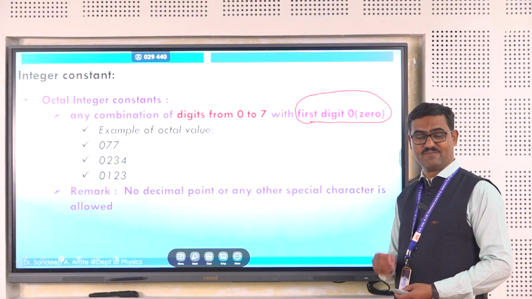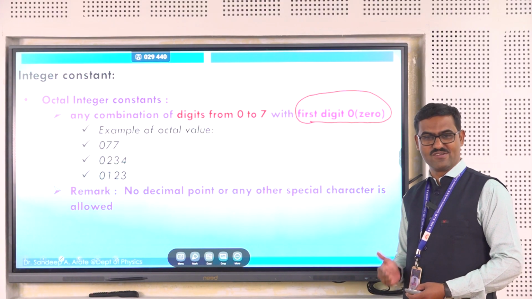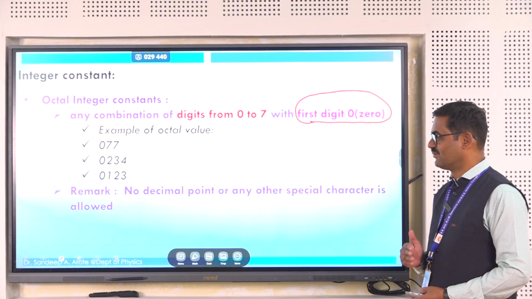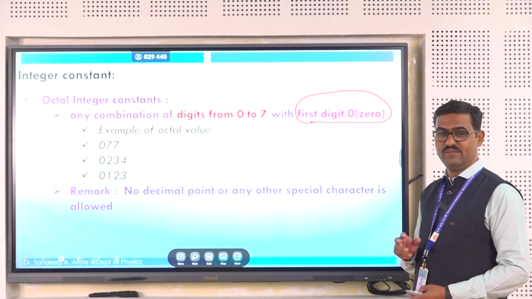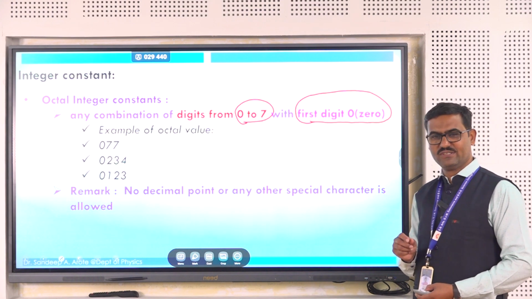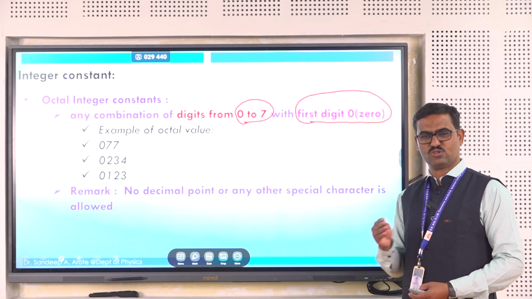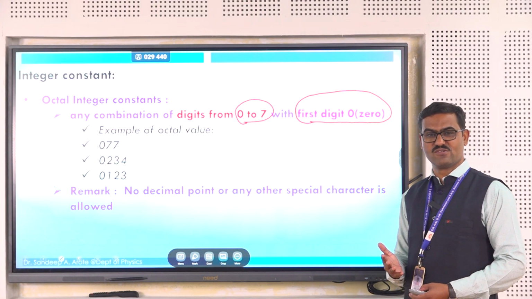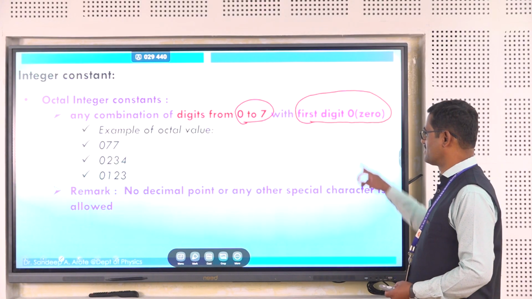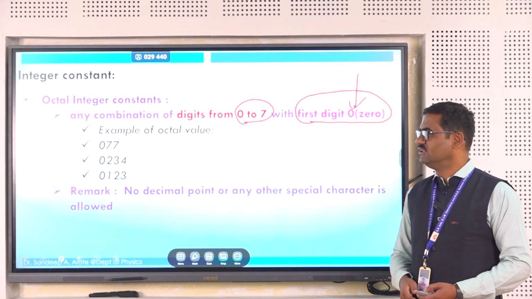Here remember one thing: all octal integer constants are decimal integer constants, but not all decimal integer constants are octal integer constants, because in an octal integer constant you have a limitation of digits from 0 to 7. You can use any digit from 0 to 7 in multiple ways, such as 000, and that can be an octal integer constant, but if you exceed beyond 7, then that will not be an octal integer constant. So, the basic rule is the first digit must be 0.